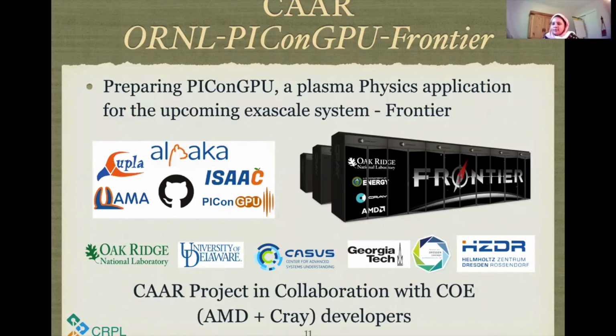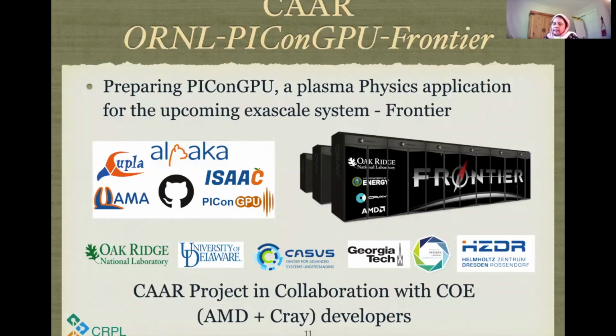So, okay, PIConGPU. PIConGPU is a plasma physics code. And this is a CAAR project, which means Center for Accelerated Application Readiness, where Oak Ridge hands out these projects every few years when they have a massive system being built, like Titan, Summit. Next upcoming would be Frontier around the 2021-22 timeframe. In the US, there were 8 teams selected for preparing a code for the Frontier exascale project.